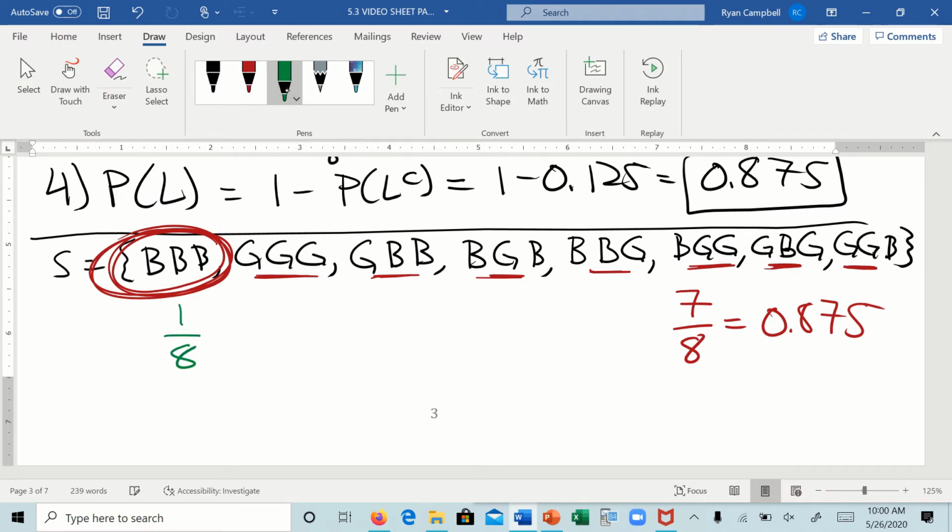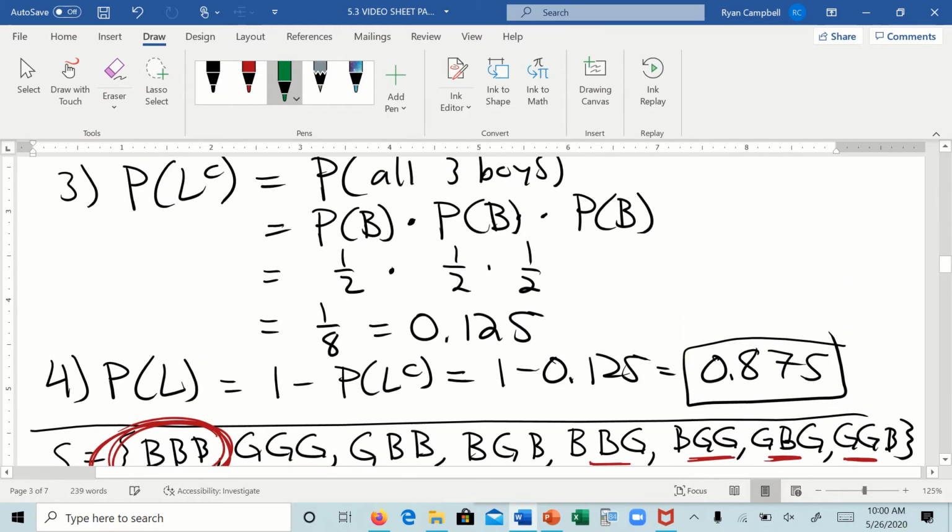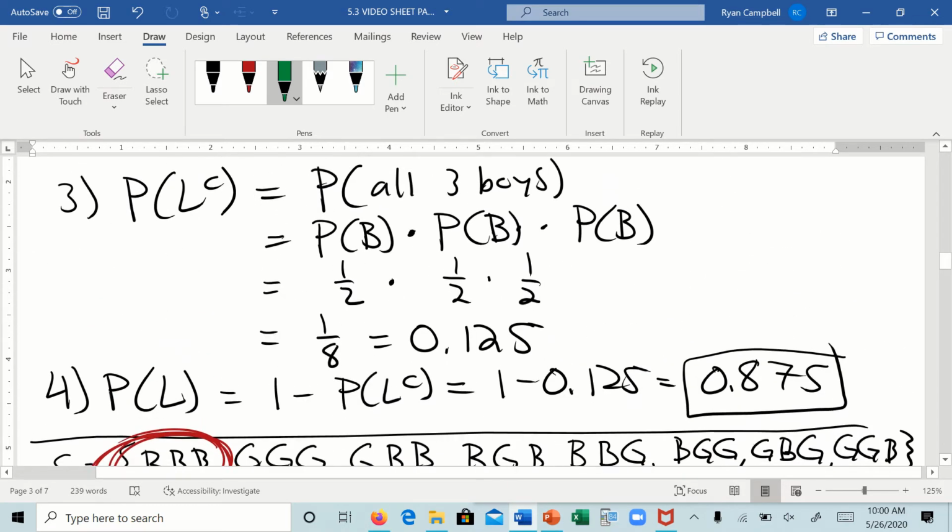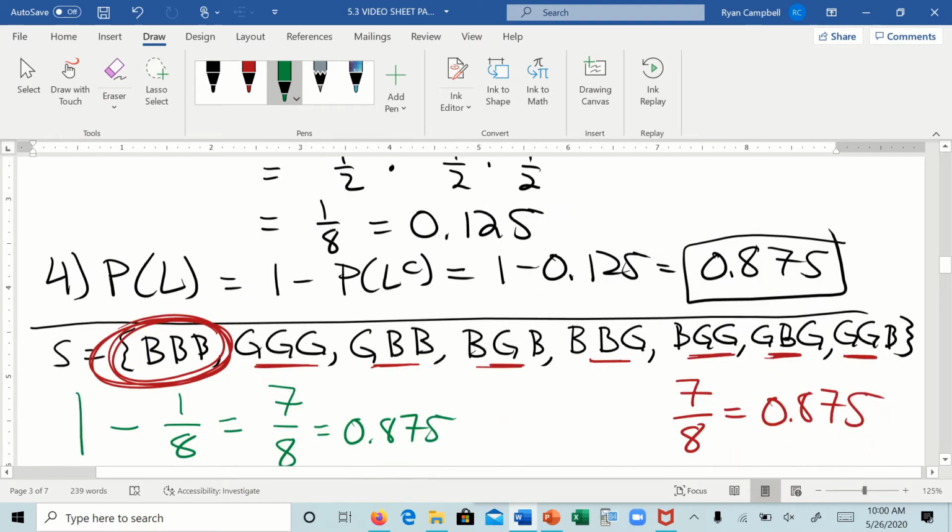So if we subtract that from 1, that means the other 7 have to be at least one girl, which is 0.875. So essentially this is what we ended up doing: we found the probability of none of them being girls, and then we just subtracted that from 1.